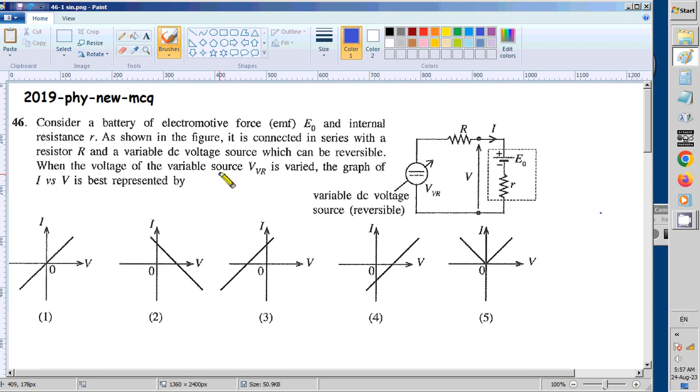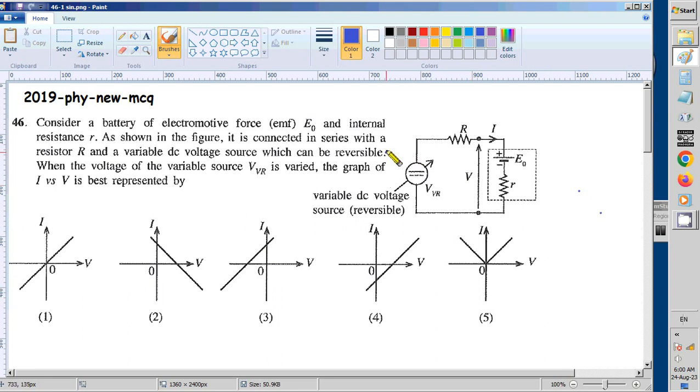We can change polarities. When the voltage of the variable source V, this one, is varied, that means change the voltage, say 3 volt, 4 volt, 5 volt, like that we can change, the graph of I versus V is best represented by, there are 5 graphs, so we have to select the suitable one.